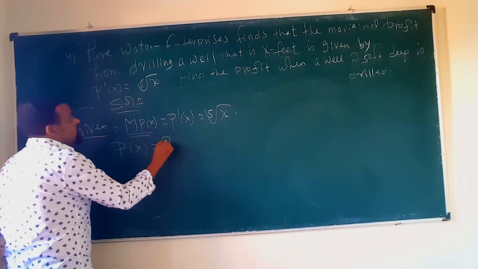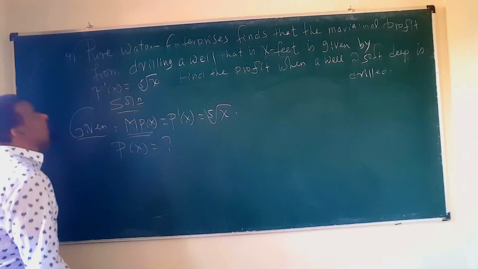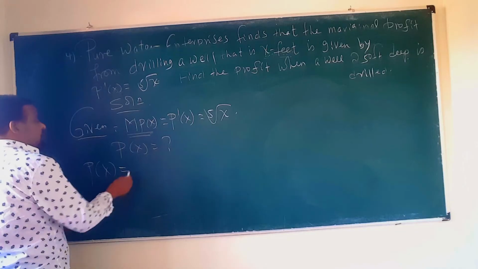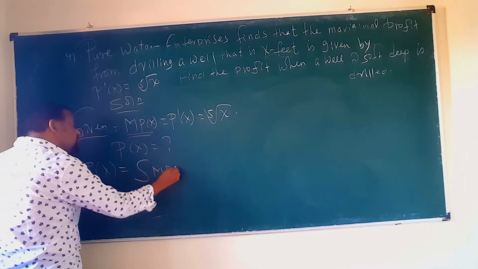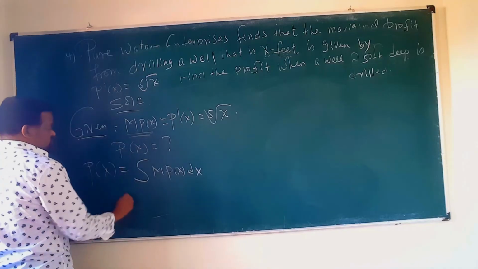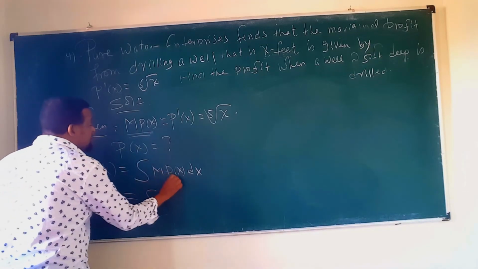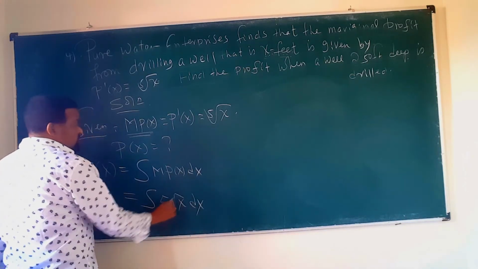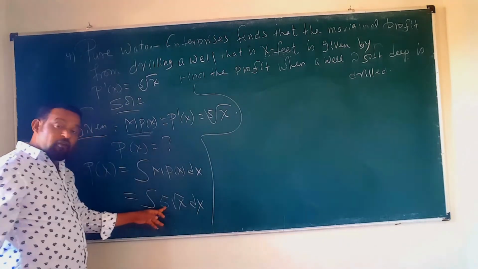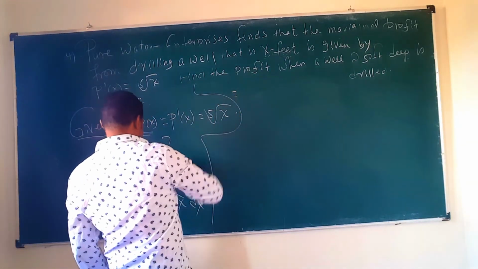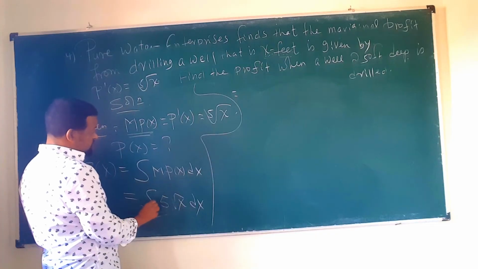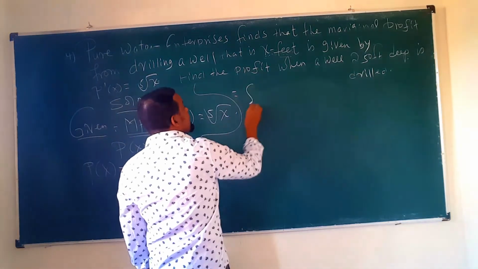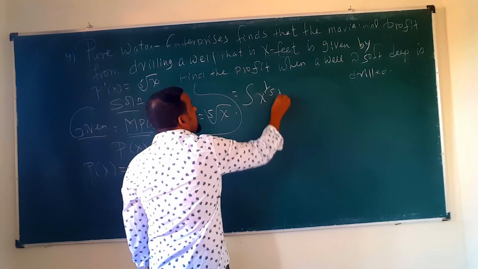What is the profit function of this problem, or this pure water enterprise? From the previous discussion, the profit function is the integral of the marginal profit function with respect to x. So it is the integral of the fifth root of x dx. This is a power function, the integral of a power function, remember? The fifth root of x means the integral of x to the power of 1 over 5 dx.